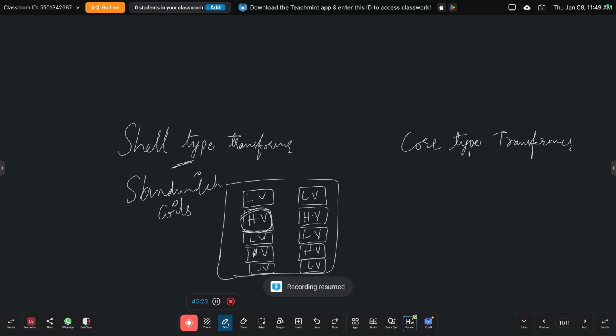Today I conclude this topic, for understanding the construction and working principles of a transformer and everything.